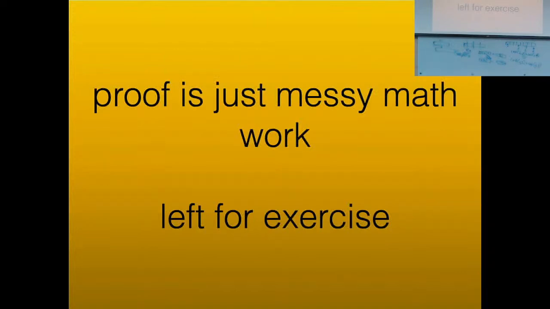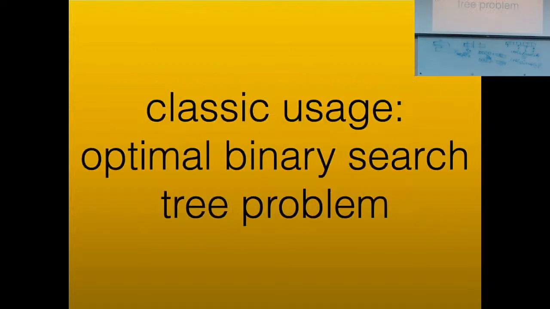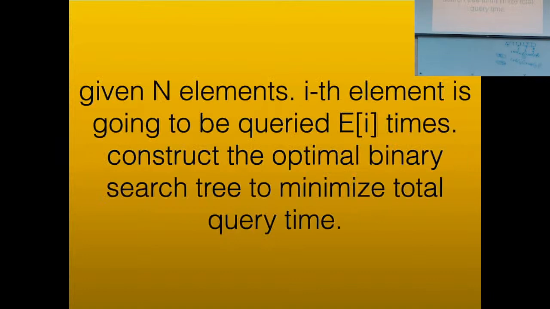Oh yeah, this is what I mentioned earlier. Because that is one of the conditions, this means we can use Knuth-Yao when the cost function grows faster than linear. Okay. So the classic usage of this Knuth-Yao optimization technique is the optimal binary search tree problem. Basically, what I just mentioned is called the optimal binary search tree problem.